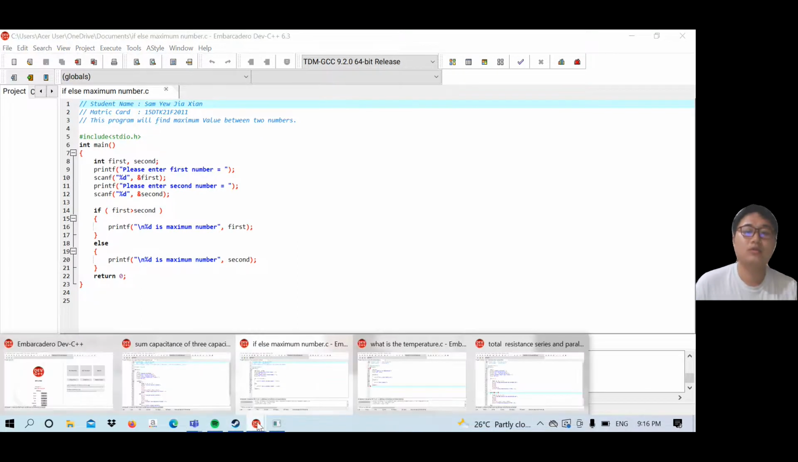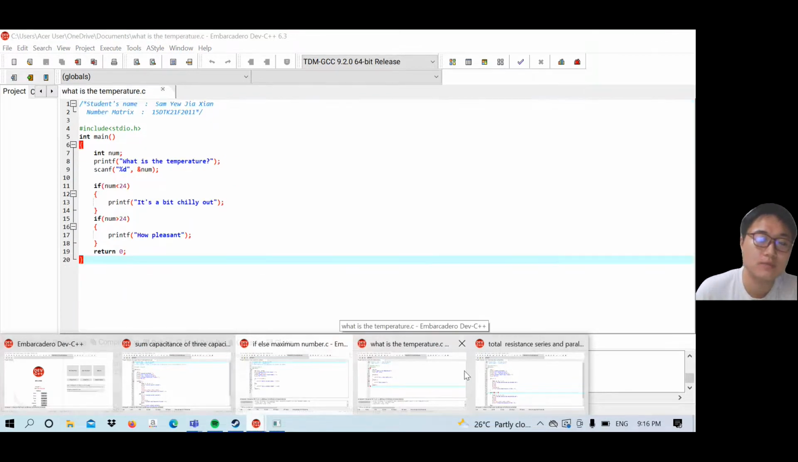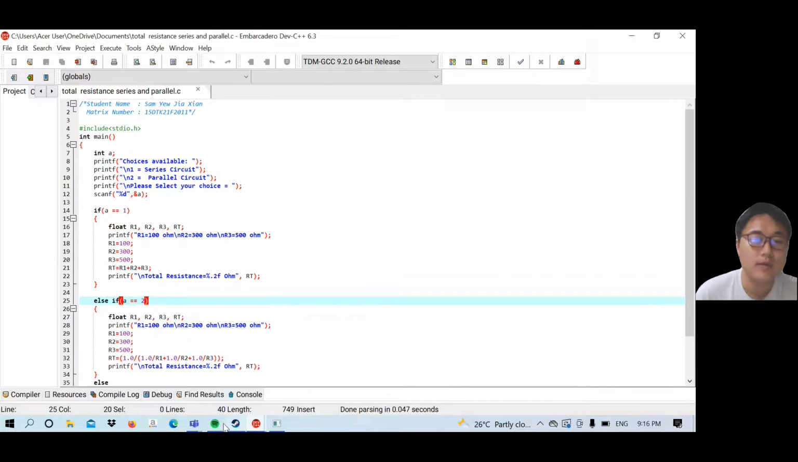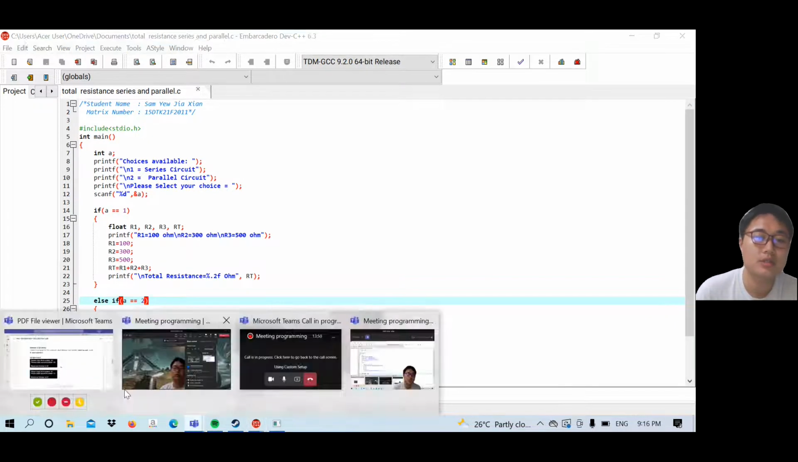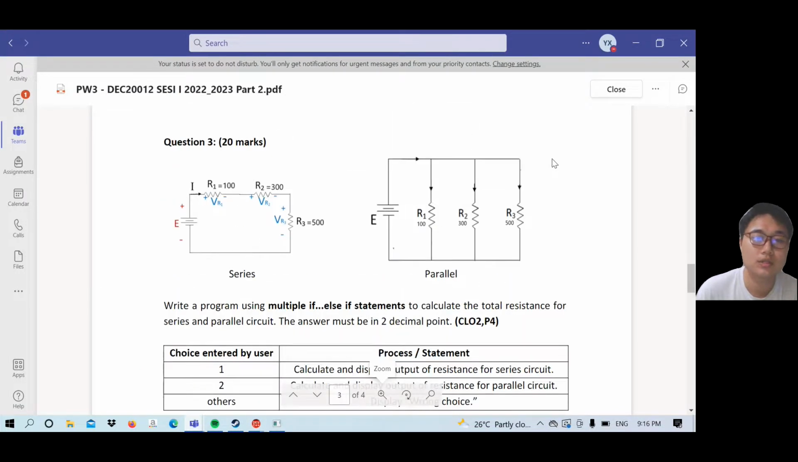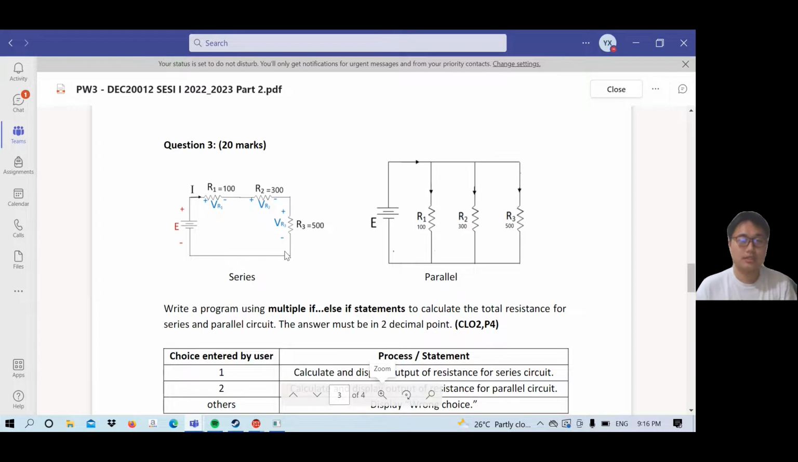Now let's go to the total resistance, series and parallel. So this is the third program. I'm going to share with you the third question. Question 3. And here are the resistors. This is the series circuit, while this one is the parallel circuit.